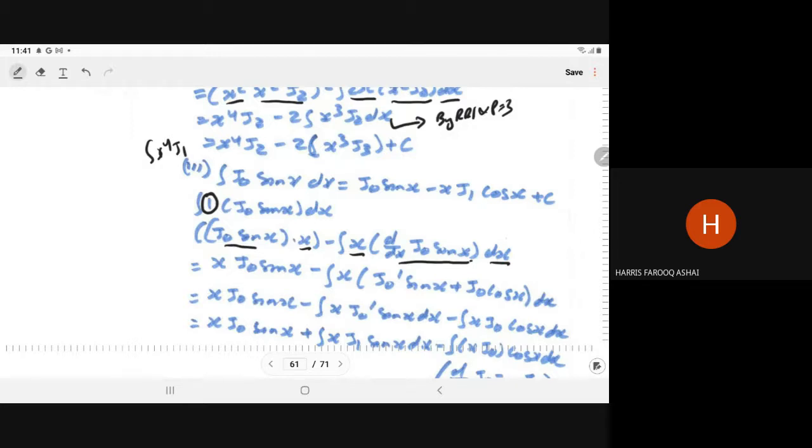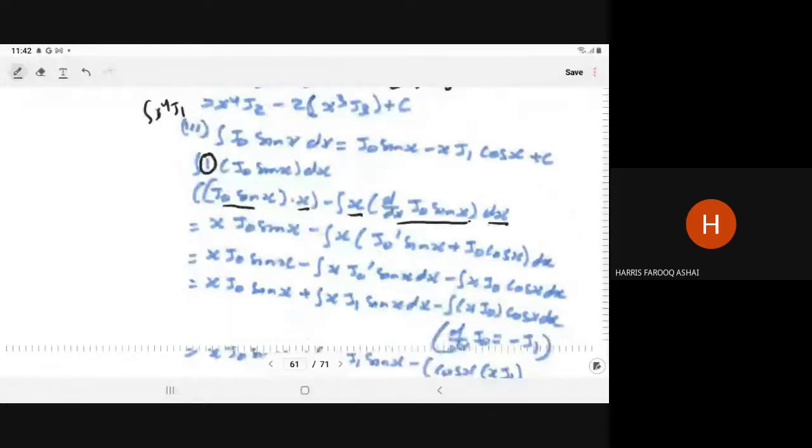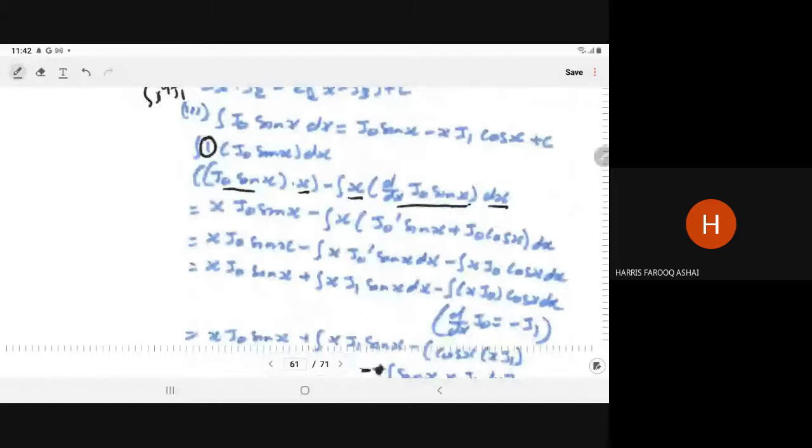So first one, it will give you x j naught sin x minus x, and the derivative of j naught sin x will be the j by parts. If you do j naught sin x minus j naught, minus of the cos x, no, not minus, plus j naught cos x, right? j naught cos x. So here we have, so minus x, it will give you integral x j naught sin x, right, minus integral x j naught cos x.